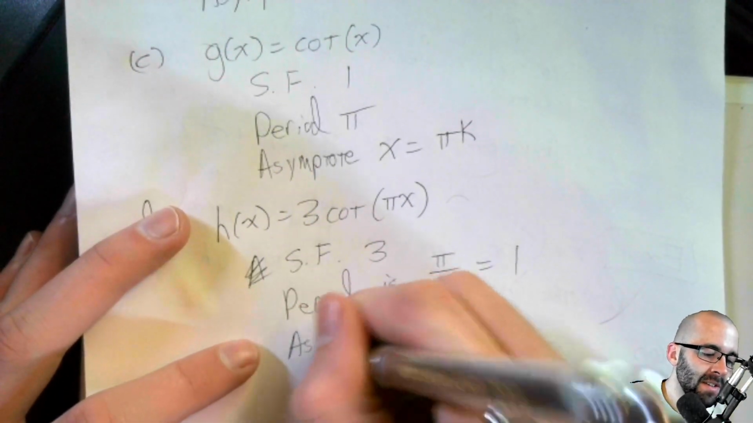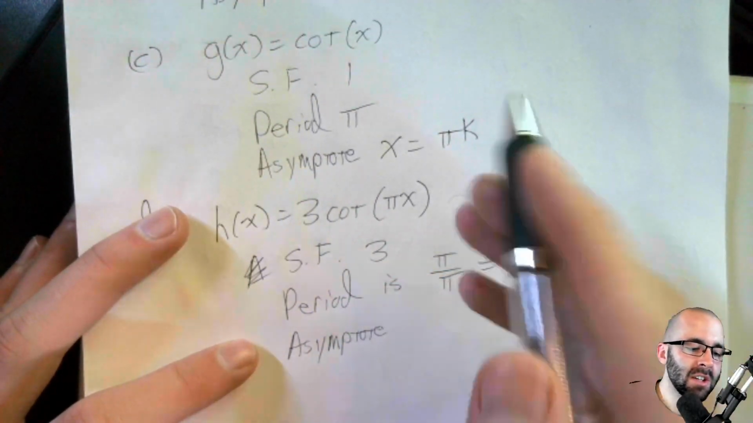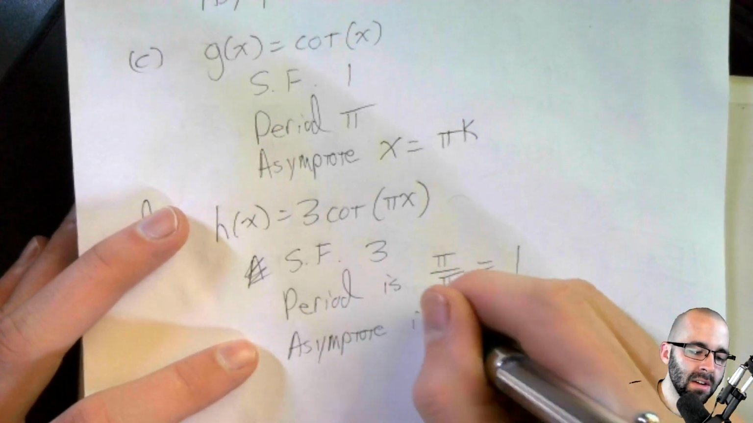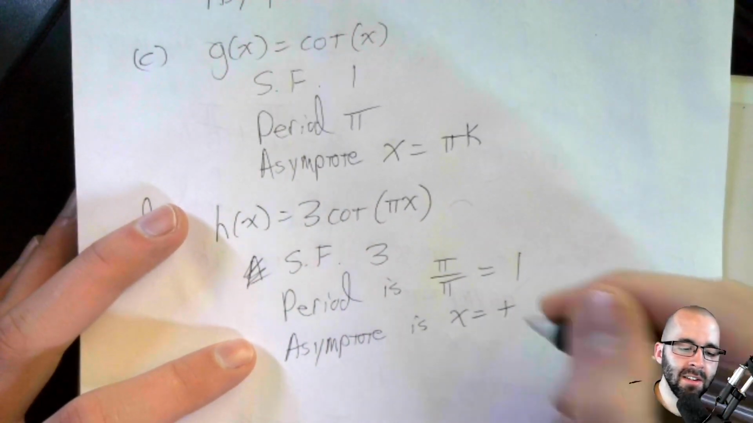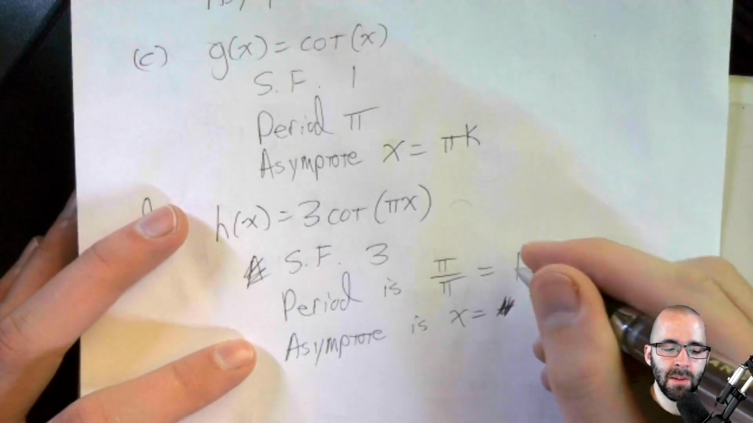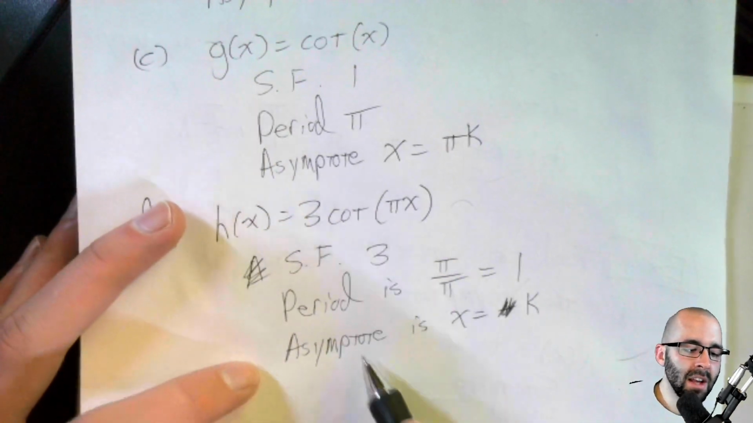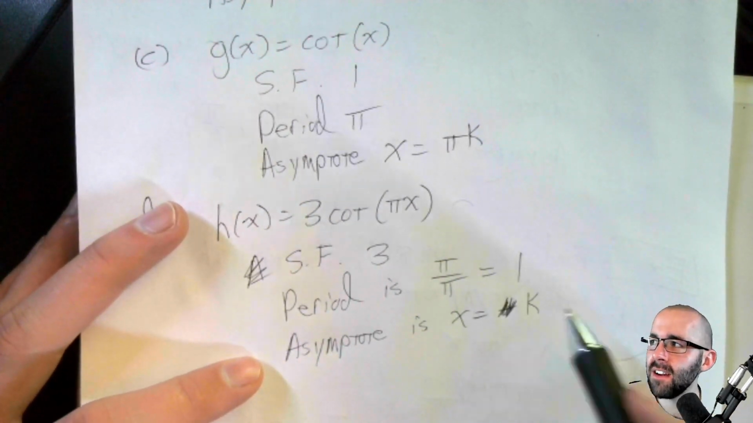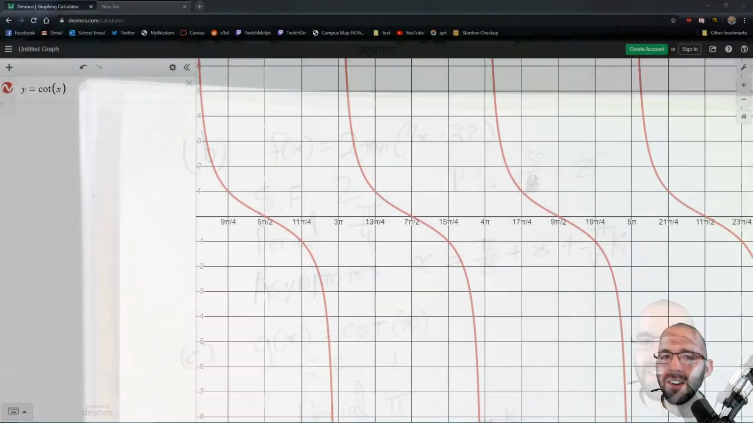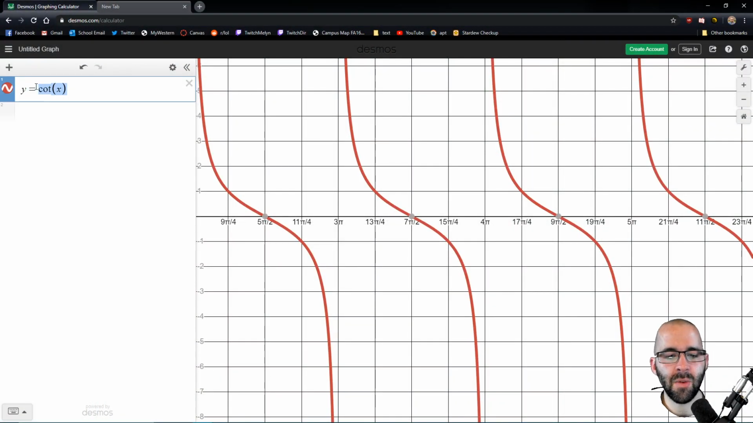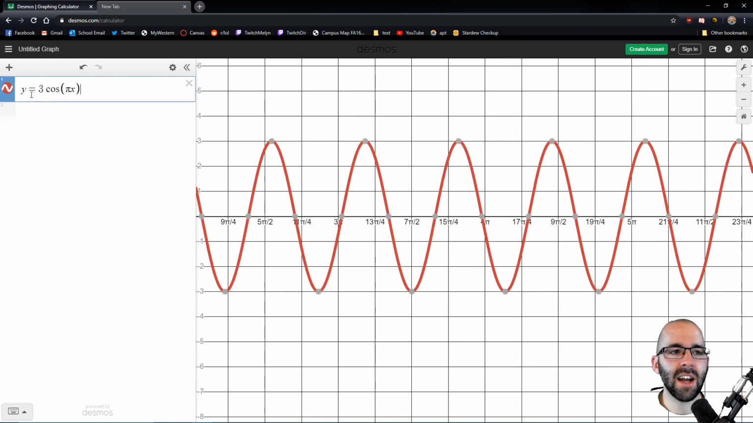And our asymptote for cotangent is always the first one. Remember that cotangent's first one is at 0. So it's always going to be 0 plus the period. I don't need to write a plus here. And the period is 1 times k. So the asymptote is just x equals k, where k is any integer. Let's look at this graph. Cute graph. Okay? Y is going to equal 3 times the cotangent of pi times x.